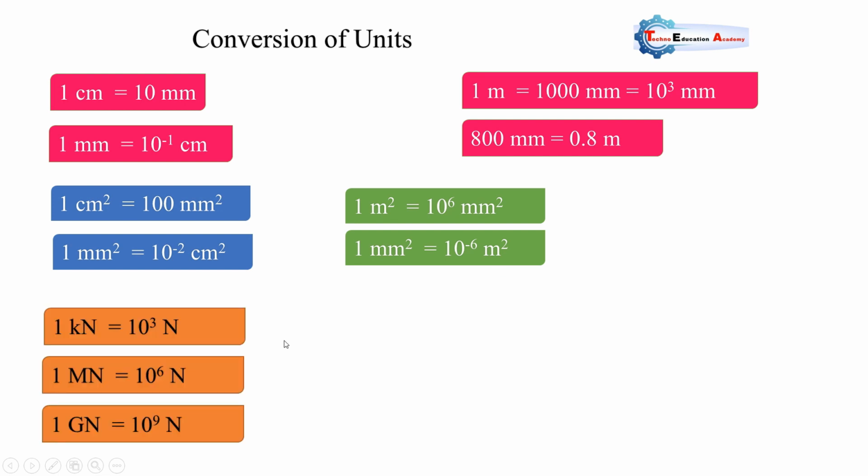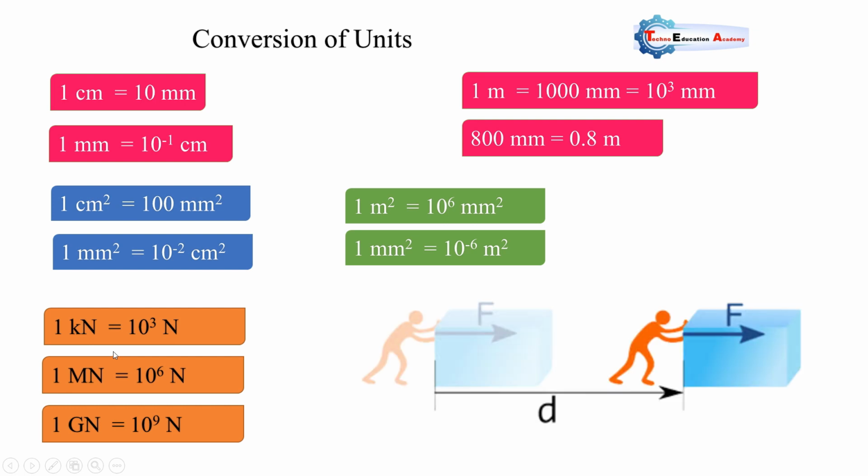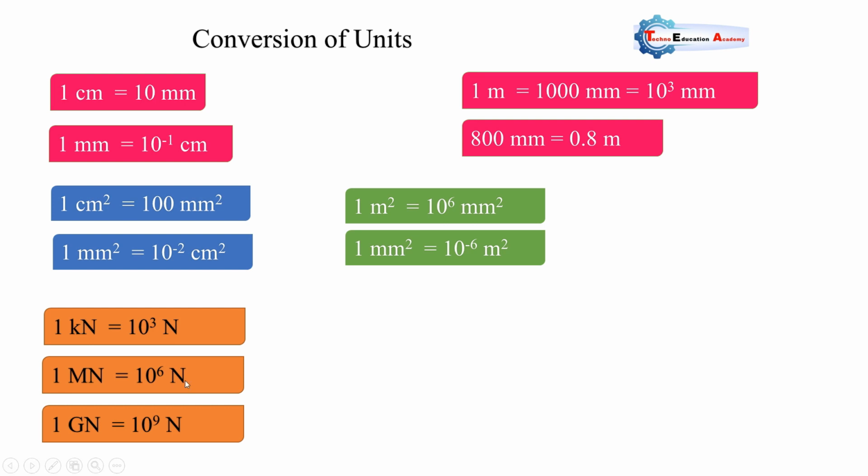If the value of force is given in kilonewton, we know that force is the external agency due to which a body undergoes motion, and its unit is Newton. Sometimes it is given with some prefix, kilo, mega, giga. At that time we use this relationship. Kilo means 10 raised to 3, mega means 10 raised to 6, giga means 10 raised to 9. We have already discussed different prefixes in my previous lecture of engineering mechanics.